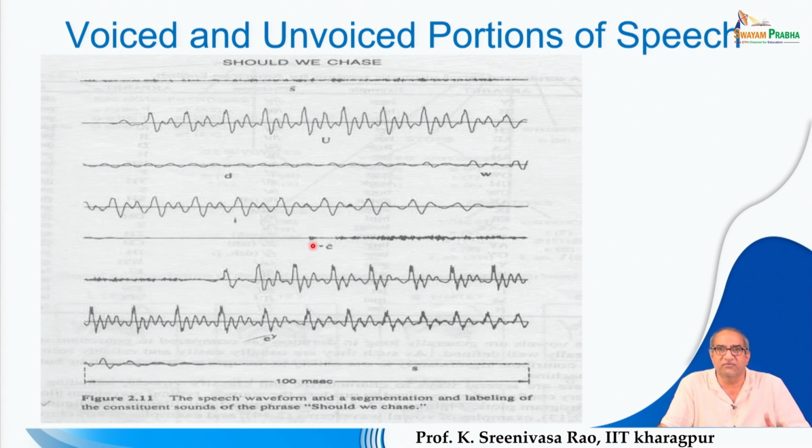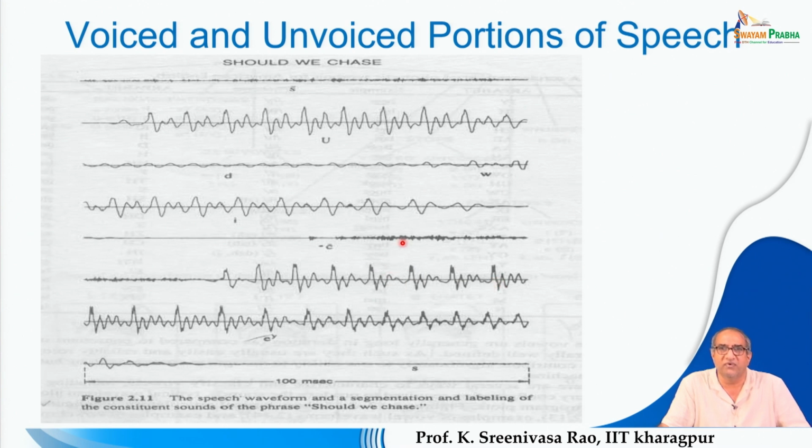Then the release of that particular constriction produces turbulence or noise. So, you can see that as a random fluctuation in the signal, that is the "ch", and then afterwards a vowel follows, the "a". So, you can see a clear vowel, and in this periodic structure you can also see some very random fluctuations at the peaks.